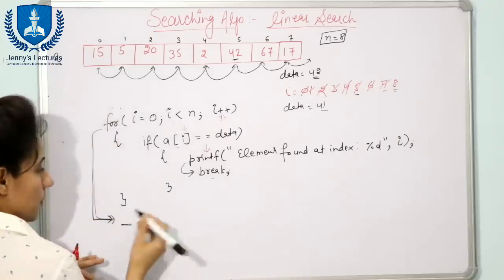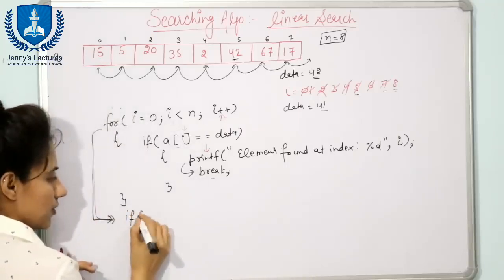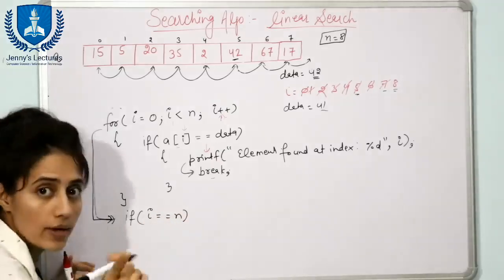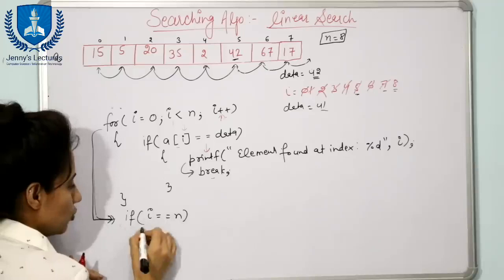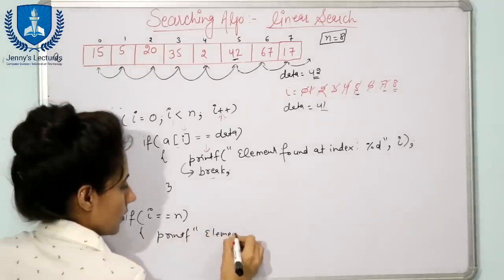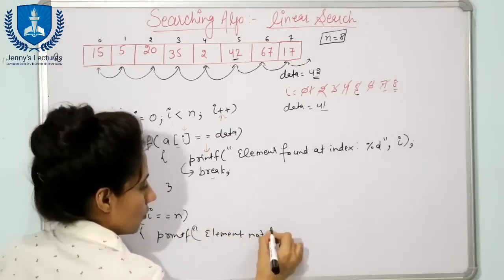So what will you write? Here you will write if I value equal to n. In that case you can write here printf element not found.